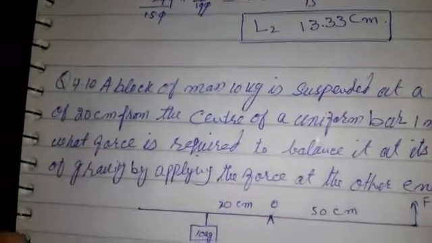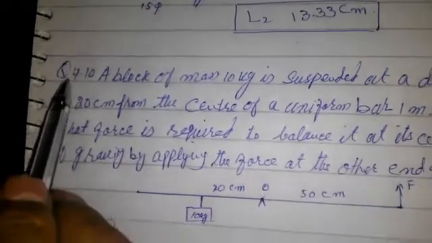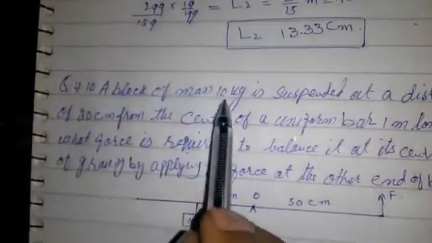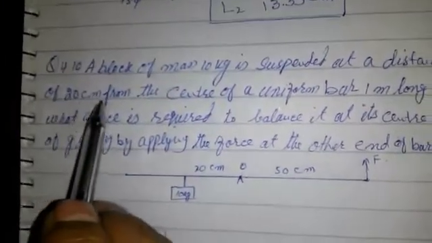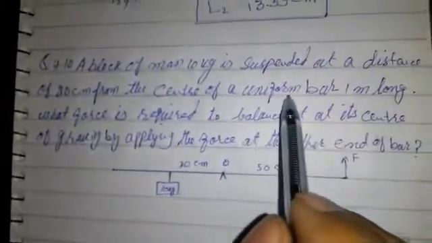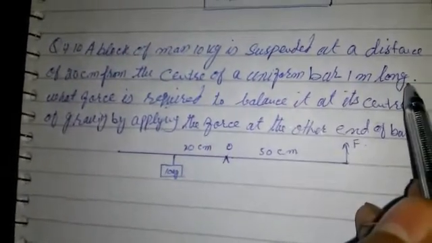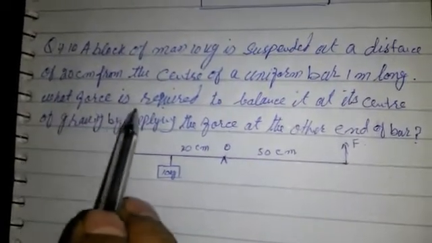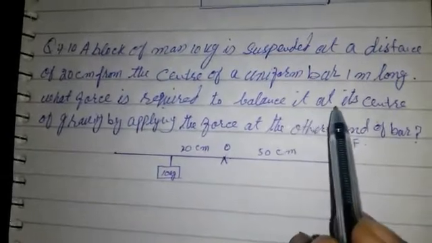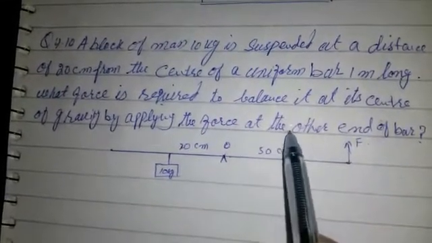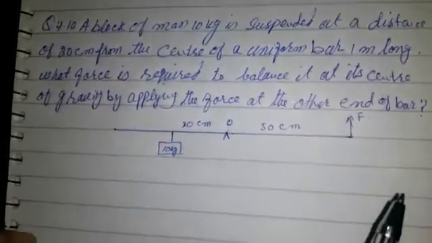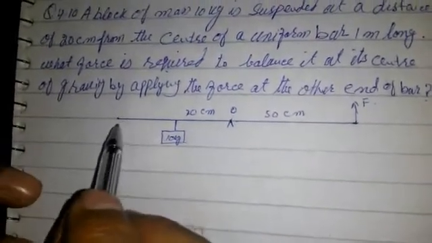Now we have the next part. Question 4.10. A block of mass 10 kg is suspended at a distance of 12 cm from the center of a uniform bar 1 meter long. What force is required to balance it at its center of gravity by applying the force at the other end of the bar? I draw this figure.